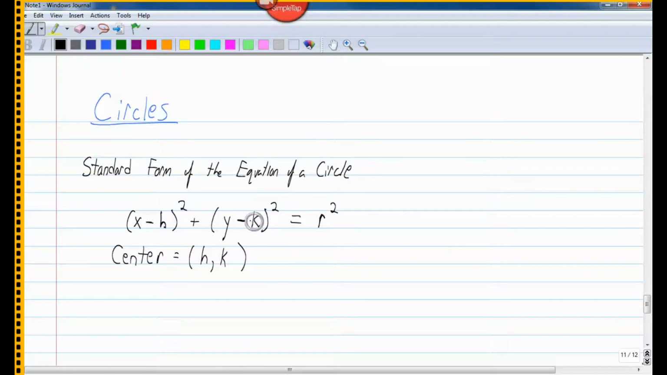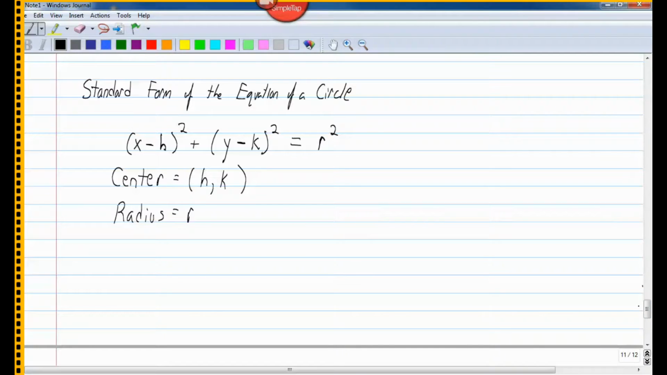The second coordinate you get from this set of parentheses, and again there's a minus in front of it, so just take the opposite sign. So if this is a +4, then the k coordinate will be a -4. So you take the opposite sign to get those two coordinates. Then the radius of the circle is equal to just r. So you take the square root of the number on the right side, and that will give you the radius. So the center is (h, k), the radius is r.